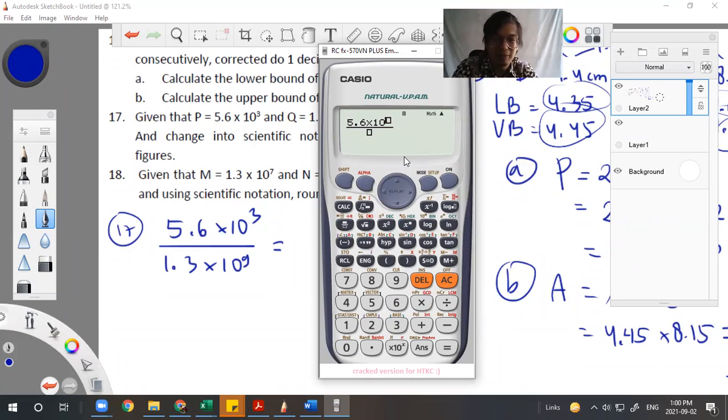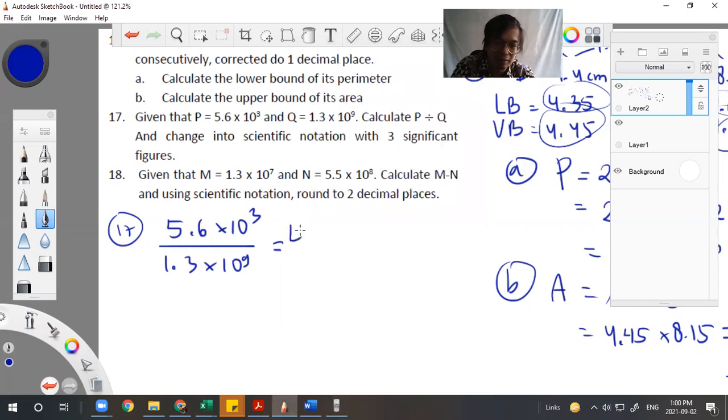5.6 times 10 to the power of 3 over 1.3 times 10 to the power of 9. Oh, SD. 4.31, right? 4.3 itself is also fine, times 10 power negative 6. Look, 4.3 times 10 power negative 6. Right? That's it. Number 18.